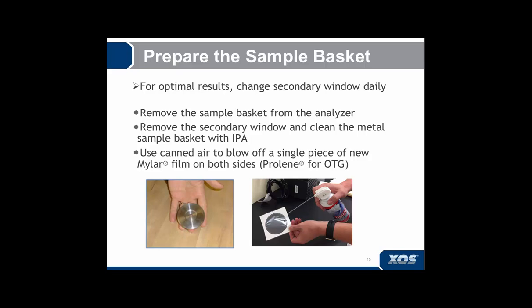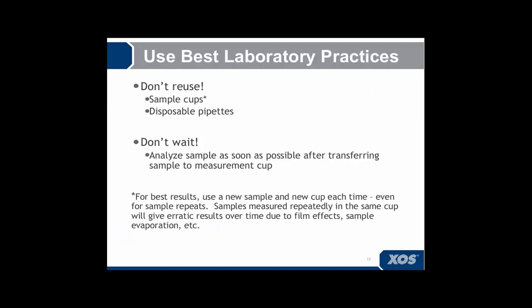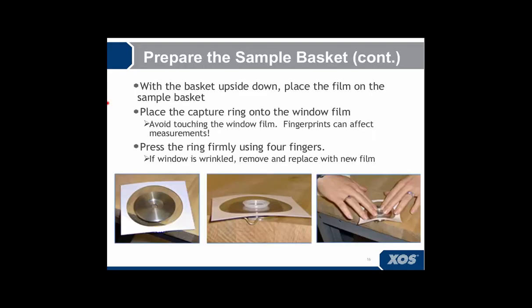Then you take your piece of film, Mylar for your Gen 2 and Gen 3 analyzers, and Proline for OTG analyzers. You'll use canned air to blow off both sides of a piece of film. And then with the sample basket upside down, place the film on the sample basket, and then place the capture ring onto the window film.